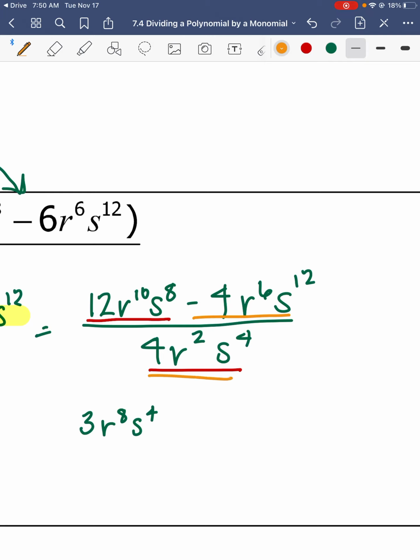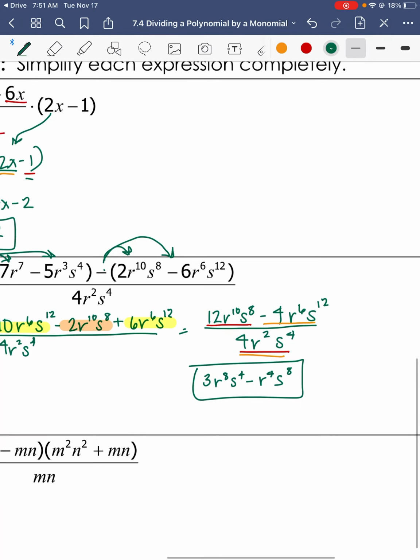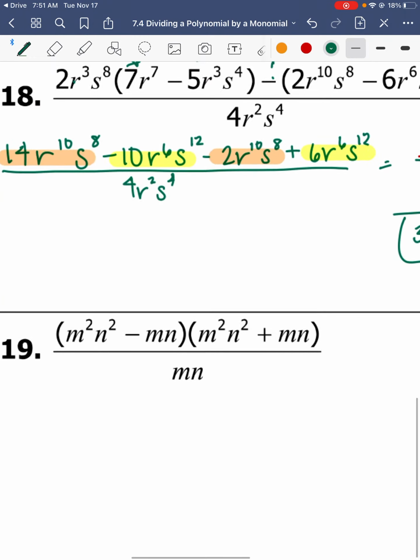All right, and this other one, negative 4r^6 s^12 divided by 4r^2 s^4. So negative 4 divided by 4 is negative 1. r^6 divided by r^2 is r^4. And then s^12 divided by s^4, 12 minus 4 is 8, so we have s^8. And it looks like we do not have like terms here, so this is going to be our final answer.